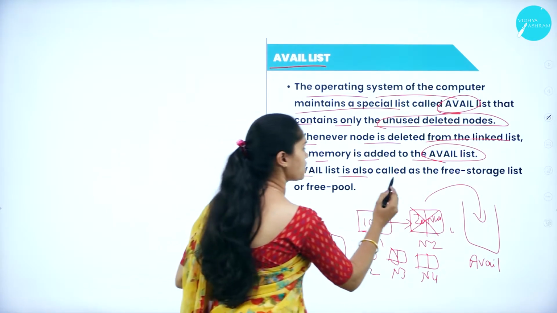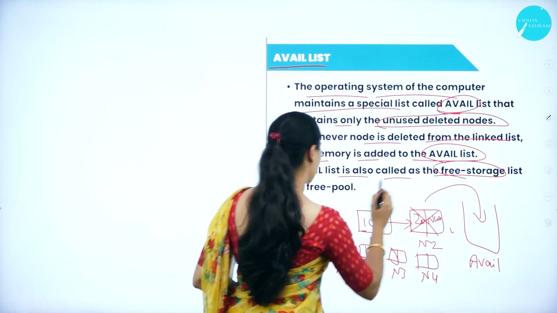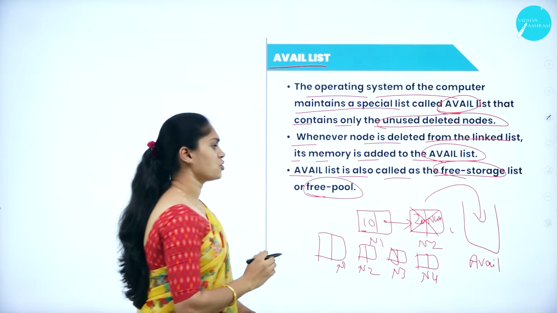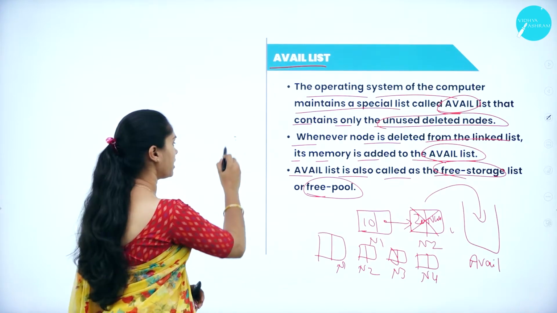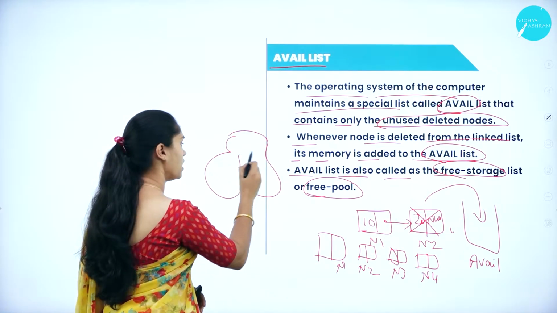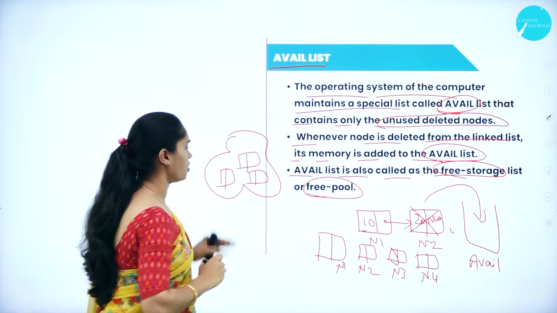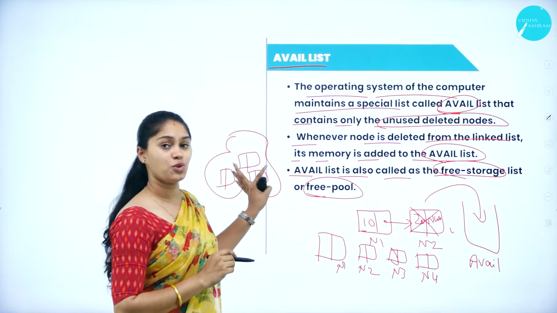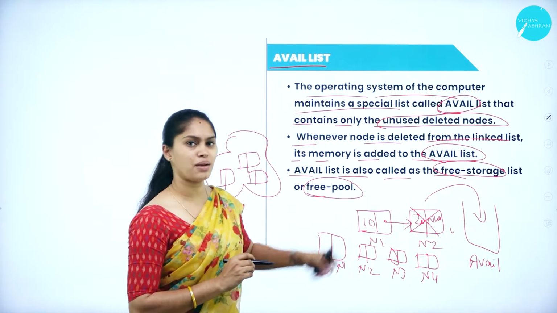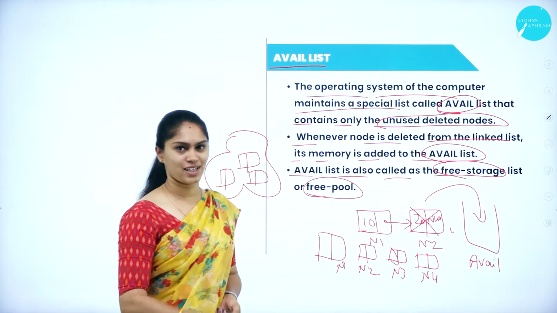So the avail list is also called the free storage list or free pool. It is like a pool, so there it will have the nodes which are unused but have been created. So it will contain unused, deleted nodes. For that purpose, we are going to have this avail list.